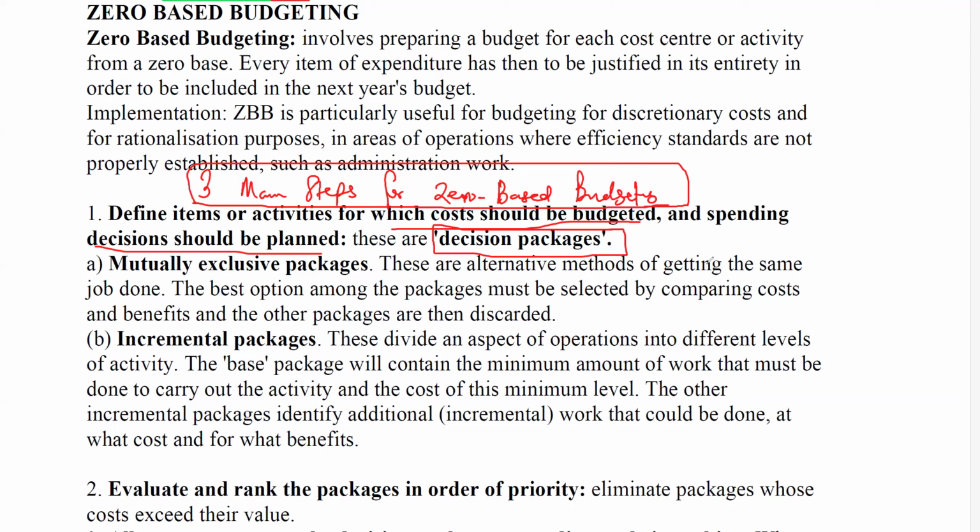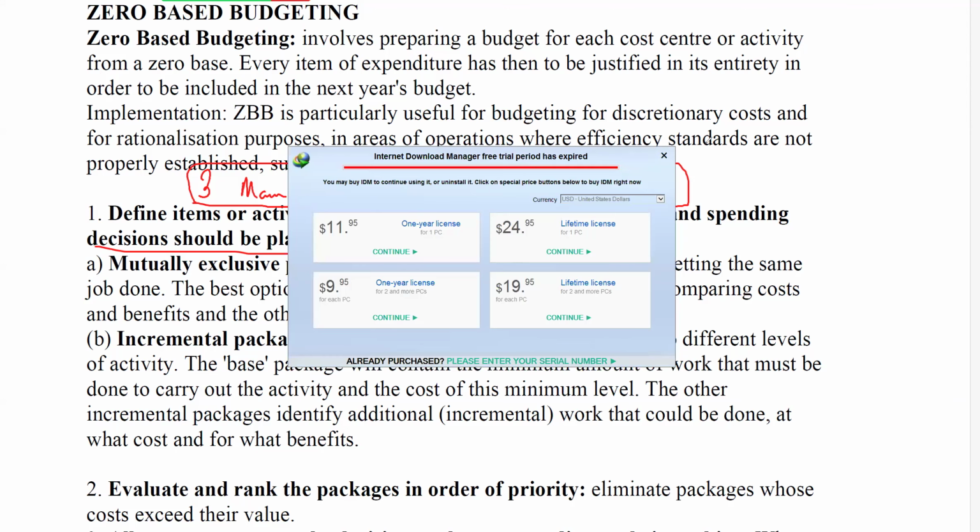The second type of decision packages are what we call incremental packages. Now, these divide an aspect of operations into different levels of activity. So the base package or the starting package will contain the minimum amount of work that must be done to carry out the activity and the cost of this minimum level. Okay, so we look at the base case, the minimum level, this is what we have. Maybe the starting point is 200 cedis, right? Then we will now what?